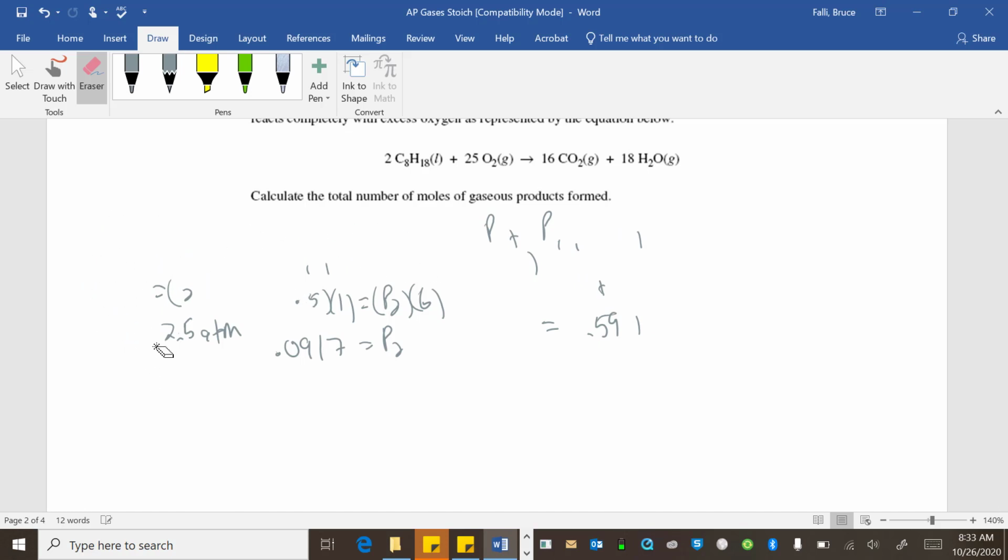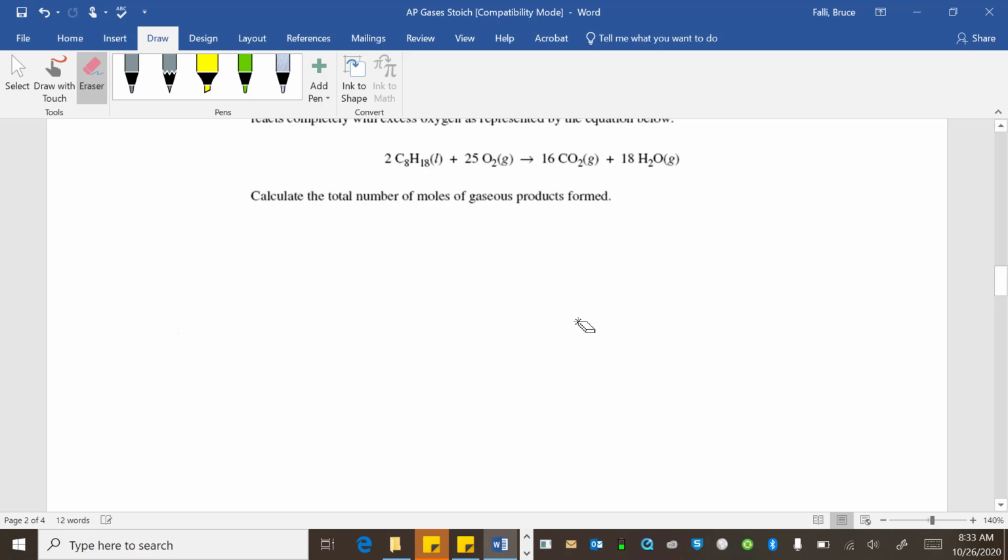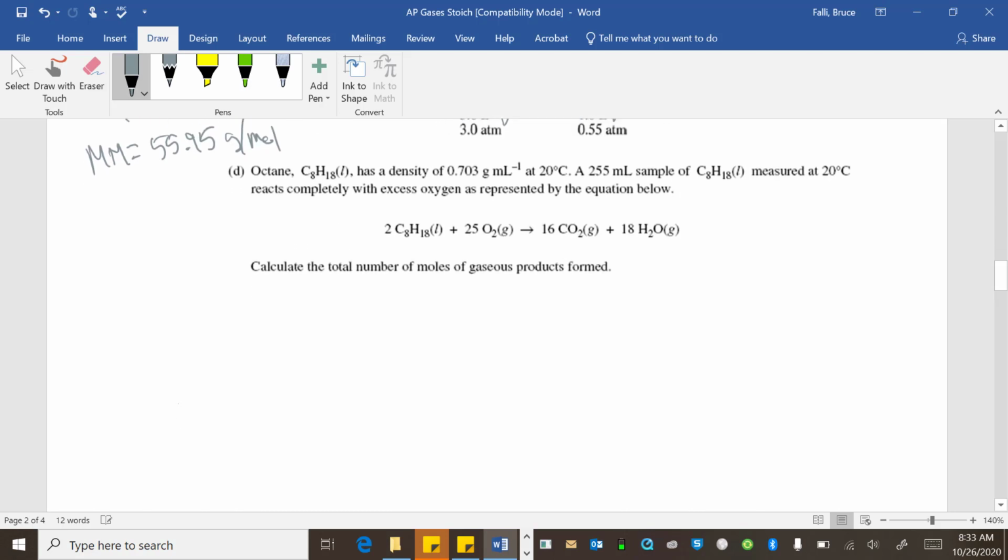It might be the same gas, so that means we might know its density already. AP chemistry likes to do that, but doesn't always do that. So let's take a look. Okay, so octane has a density of that.